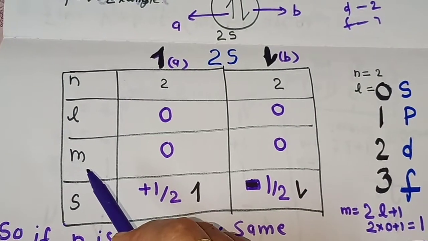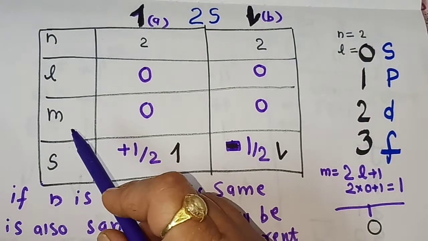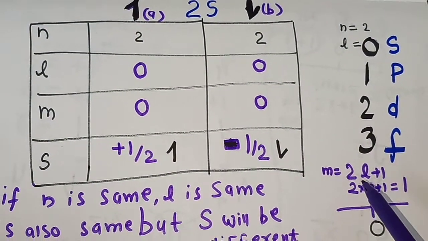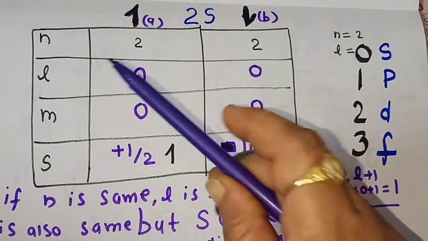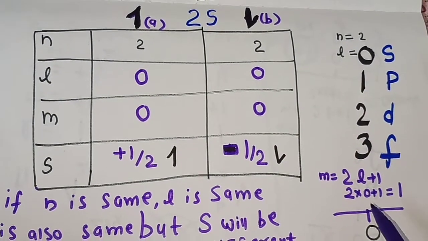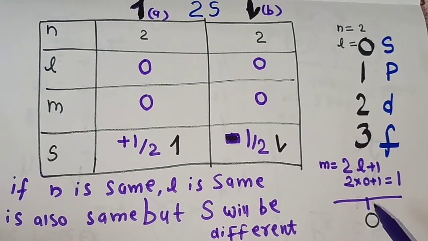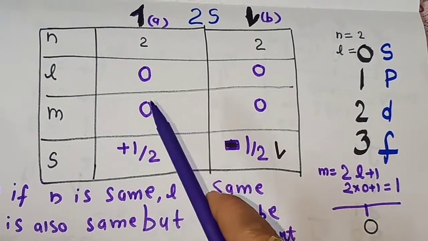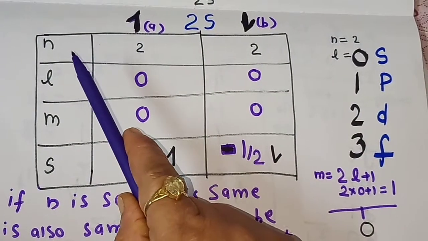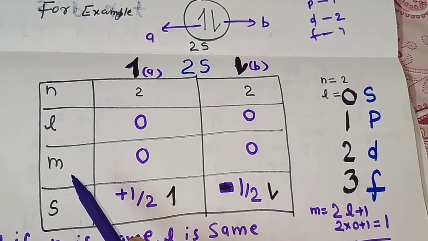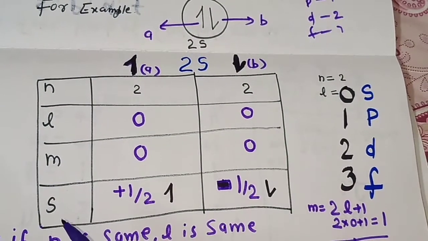Now what will be m here? How did we calculate m? What is the formula? The number of m values is equal to 2L plus 1. What is L here? L is 0, so it will be 1. The one value on the number line is 0. So when L is 0, m is also 0. So for n equal to 2, in both cases L is equal to 0 and m is also 0. But what about s?